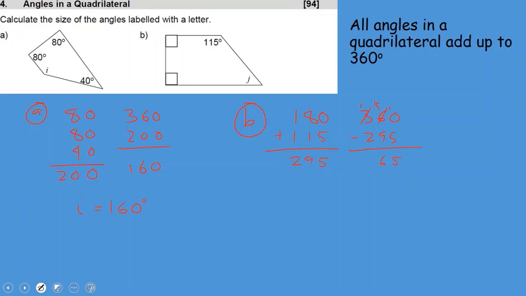So we end up with 65. So angle J must equal 65 degrees. Let's look at our next one then.